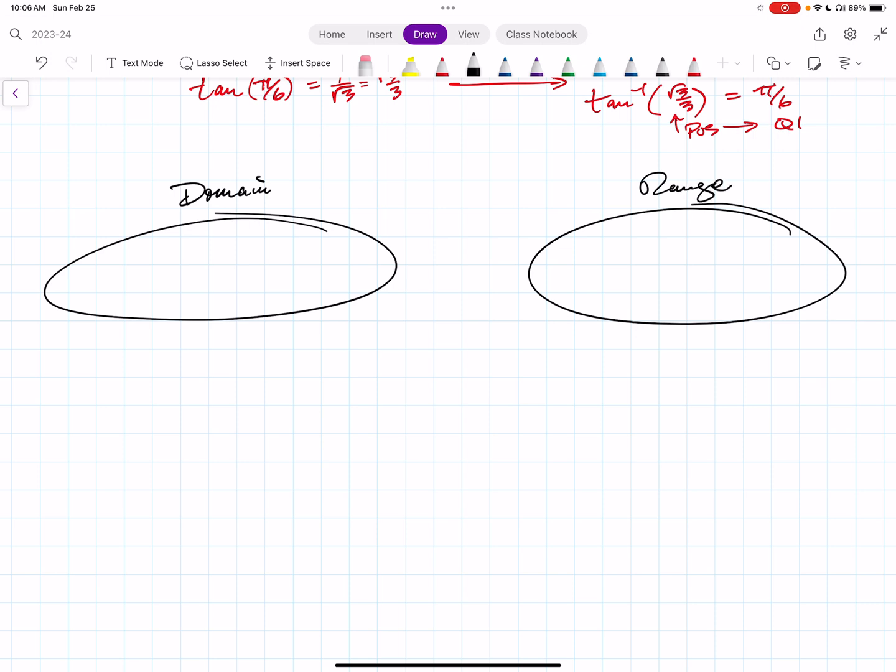Okay, and again, we're going to take an angle here. We're going to send it through the cosine function, cosine x. All right, we're going to get a number from negative 1 to 1 because this is bounded. Okay, it has a max and a min.